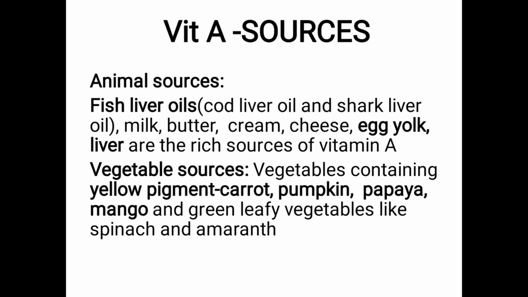The vegetable source is mainly the carotenes, beta carotene. Vegetables contain a yellow pigment. What are those? Carrot, pumpkin, papaya, mango, and green leafy vegetables like spinach and amaranth. These are rich in beta carotenes. Beta carotene is the provitamin form of vitamin A. They are present in plant food, mainly yellow pigmented plant food, that is carrot, pumpkin, papaya, mango. Mainly they are yellow pigmented.